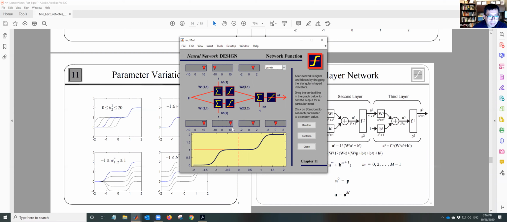Okay. Now, if you change B2, what's going to happen? This is W211. This is W212. This is B2. If I change B2, what's going to happen? Haidong, if I change B2, what's going to happen? So we change the bias of the last layer. So you see, what happens? It moves the graph.